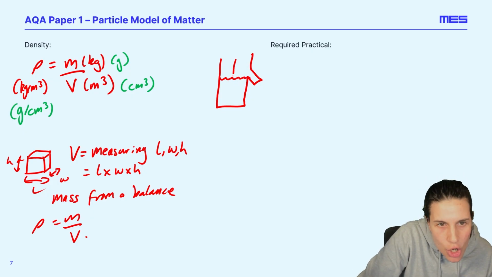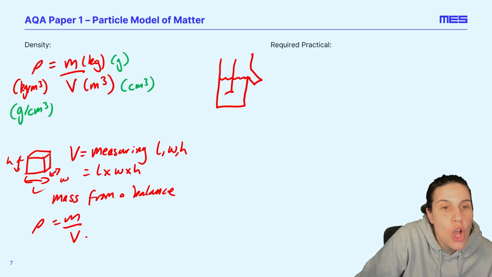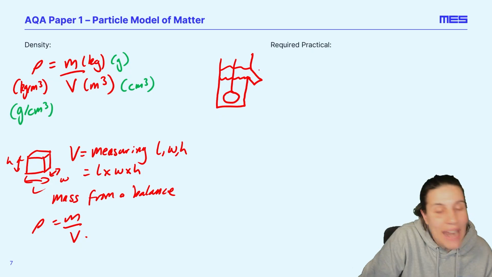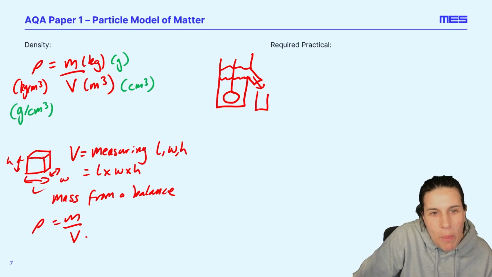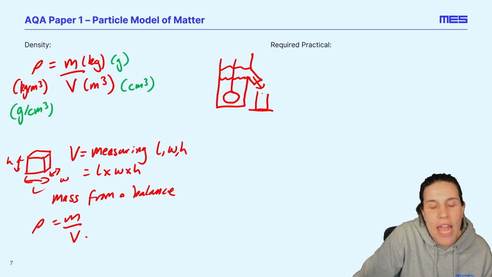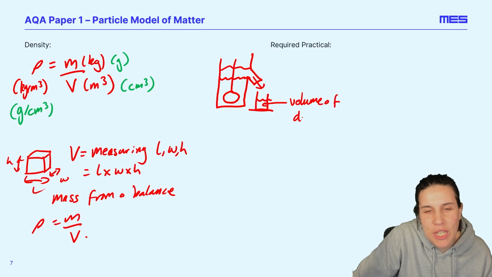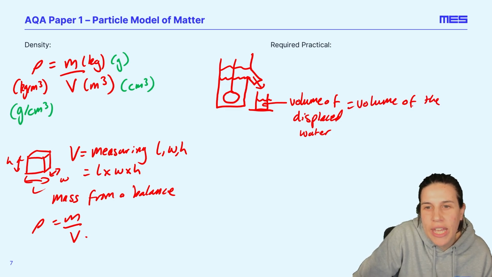Then when you add an object, let's say that I tie a stone to a piece of string and lower it in, the water level goes up and it's going to start pouring out of this spout here. So what you do is you pop a measuring cylinder underneath and you collect the displaced water. And the volume of the displaced water is equal to the volume of the object.